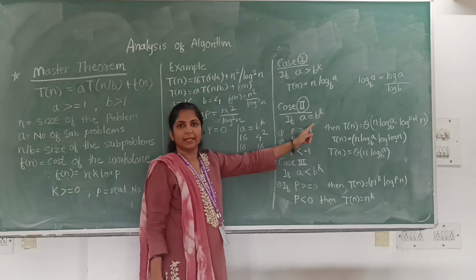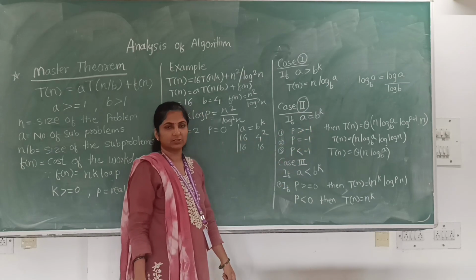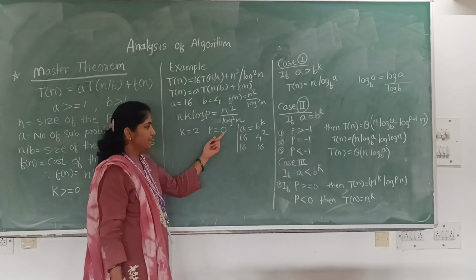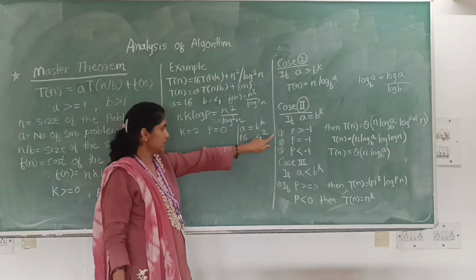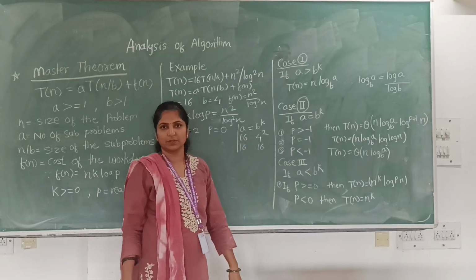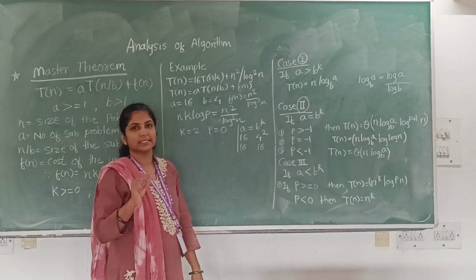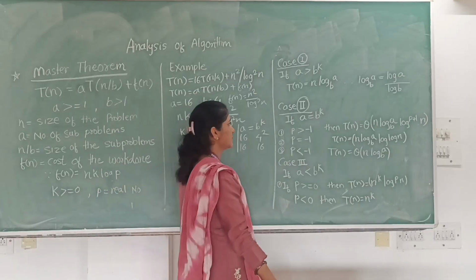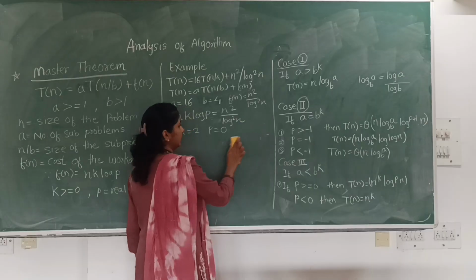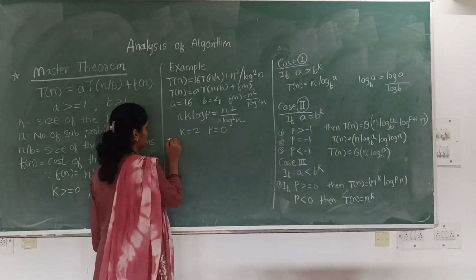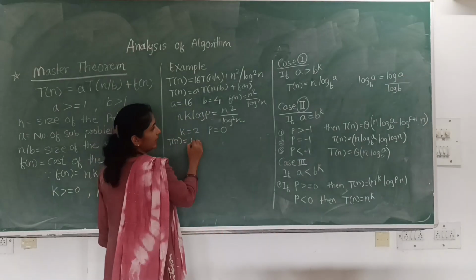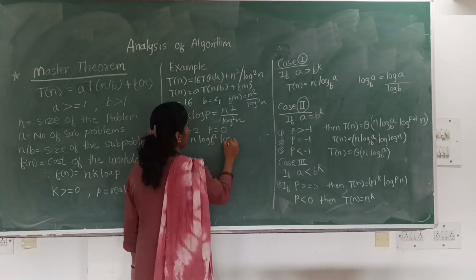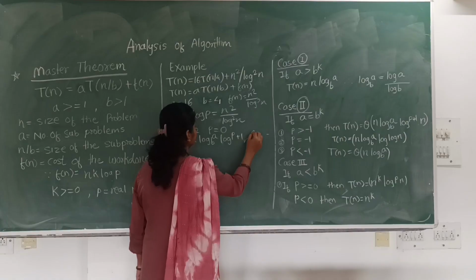Now before applying this, we also have to consider these three cases. P greater than -1. The value of p is equal to 0. So 0 is greater than -1. So we are satisfying our case number 2 first condition. So we will write here T of n is equal to n^(log b a) log^(p+1) n.